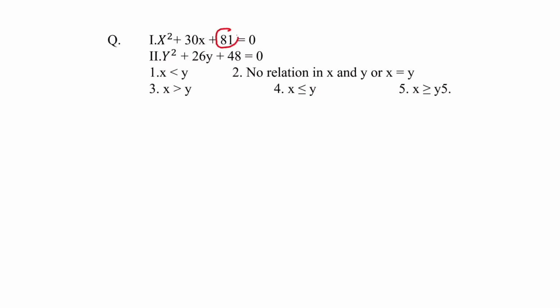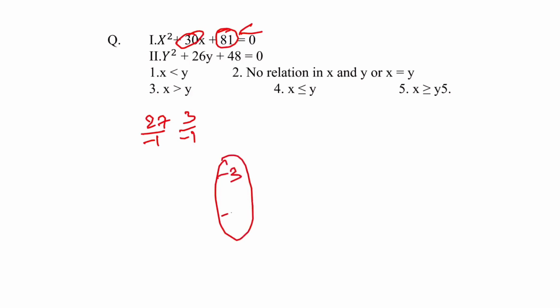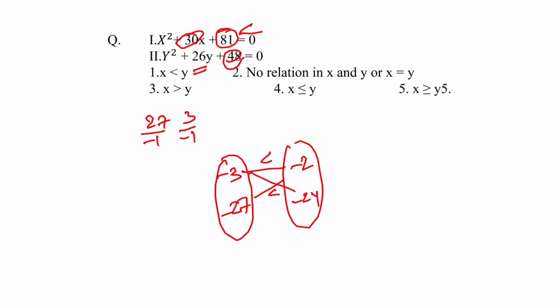Same model 81. Total 30 రావాలి. సో 27, 3 రాసుకోవచ్చు. సో 27 by -1, 3 by -1. The roots are -3, -27. అలాగే 48, 26 రావాలి కాబట్టి సో -3, -24 roots అవుతాయి. So -2 is less, -27 is less, -3 is greater. So that no relation established. Second option is the correct answer.